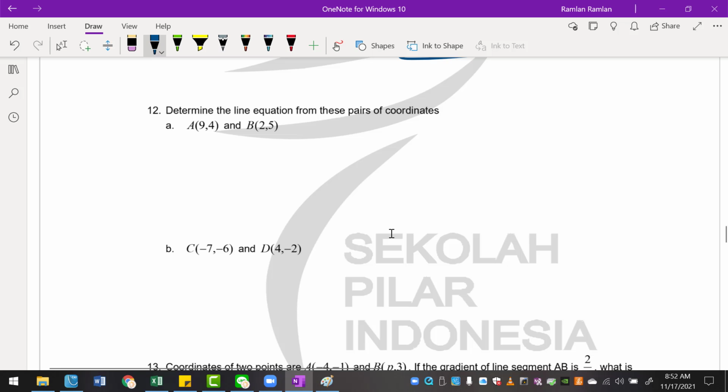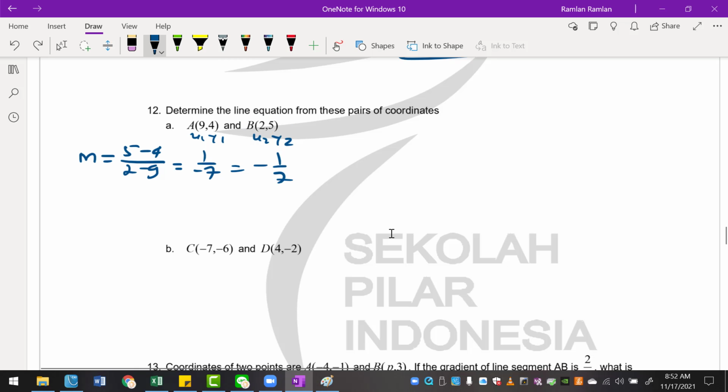Okay, so for this one, I'm going to find the gradient. This is x1 and y1, this is x2 and y2, then I will get 5 minus 4 over 2 minus 9. So 5 minus 4 is 1, 2 minus 9 is minus 7. So I will get minus 1 over 7 as the gradient. And then choose one of these 2 points. Just choose one. I'm going to choose this one, this B.